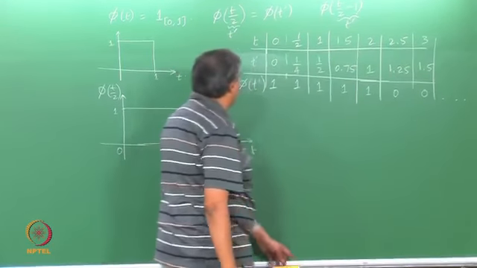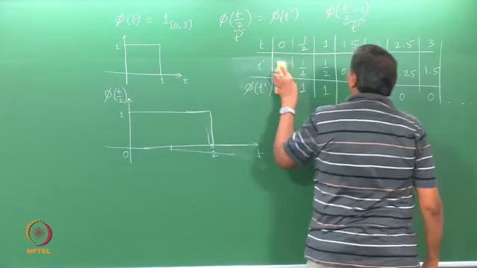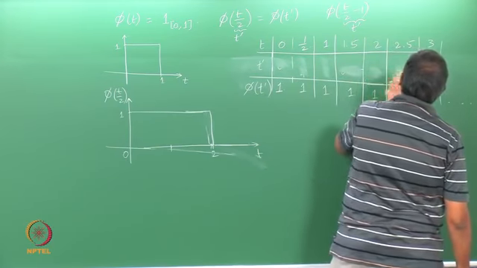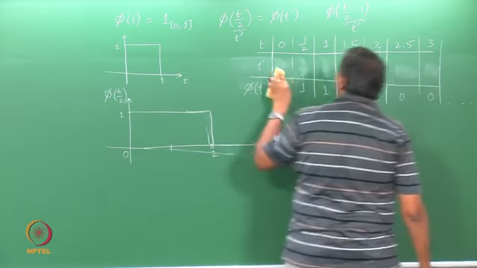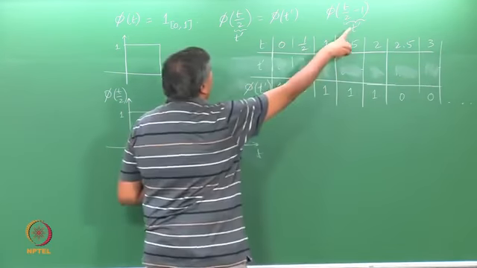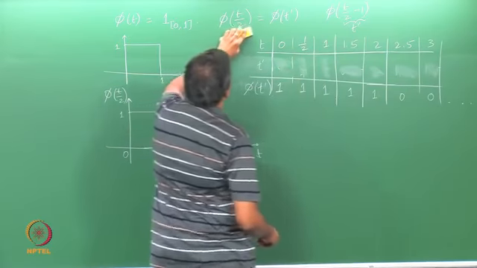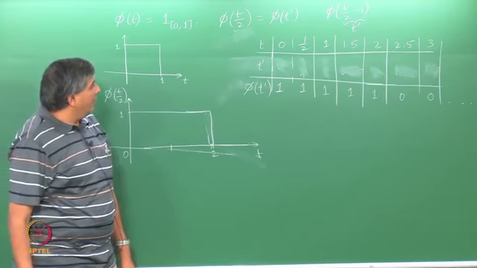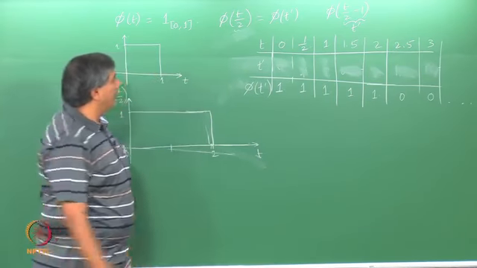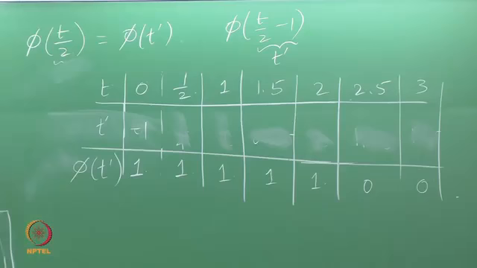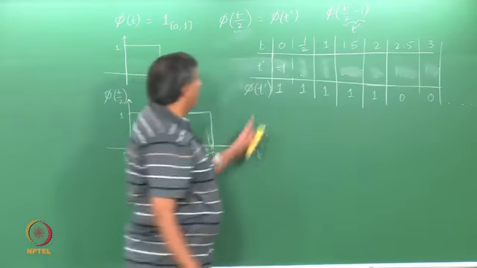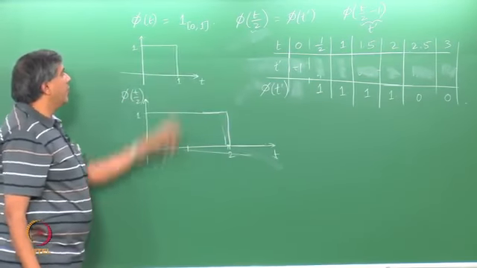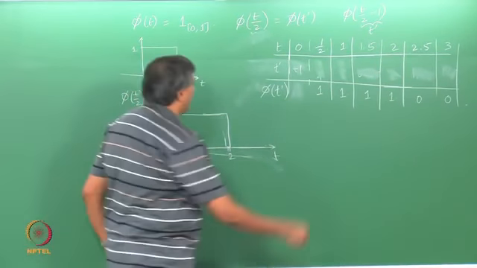So, what we are going to do is erase these values here and ask how phi of t prime, now my t prime is no longer t by 2, but it is t by 2 minus 1, right. So, when t is 0, what is t prime? T prime is minus 1, correct. So, what is phi at minus 1? This information is the key. Phi at minus 1 by definition here is 0 for the Haar scaling function.